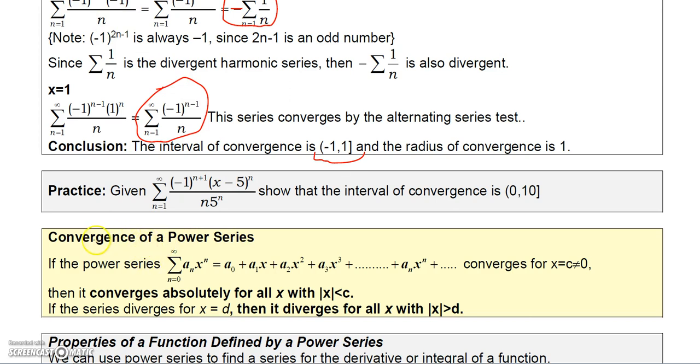Now I'll finish this up with this theorem: convergence of a power series. If the power series converges for x equals c, where c is not equal to 0, then it converges absolutely for all x where the absolute value of x is less than the absolute value of c. And if the series diverges at x equals d, then it must diverge for all x where the absolute value of x is greater than the absolute value of d. And so I'll finish this section in the next video now.